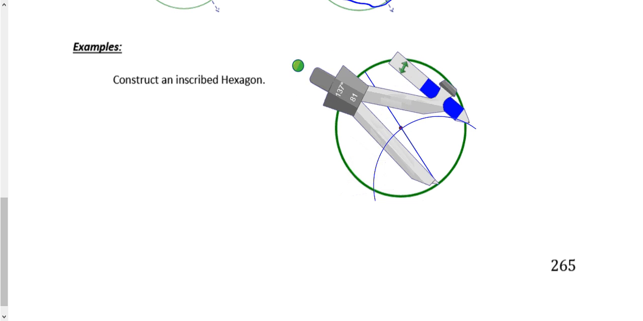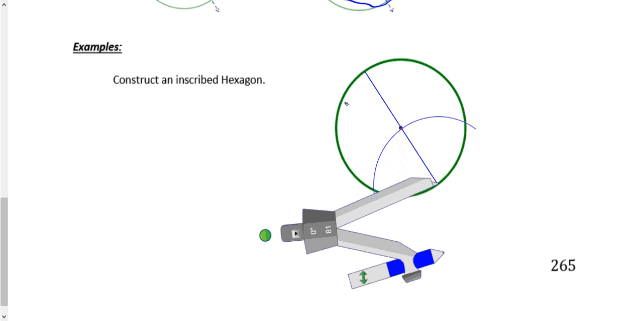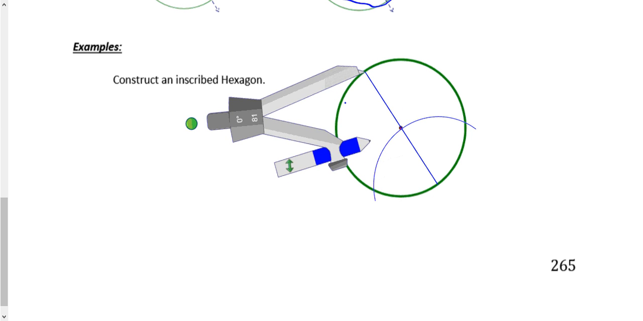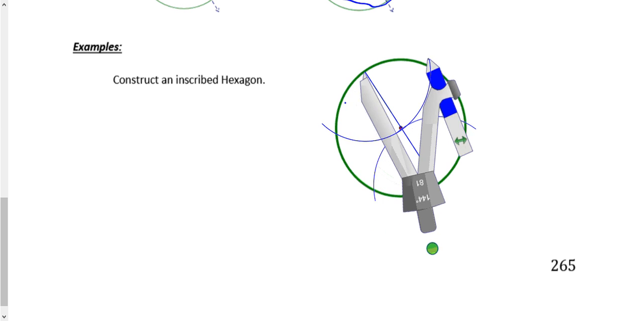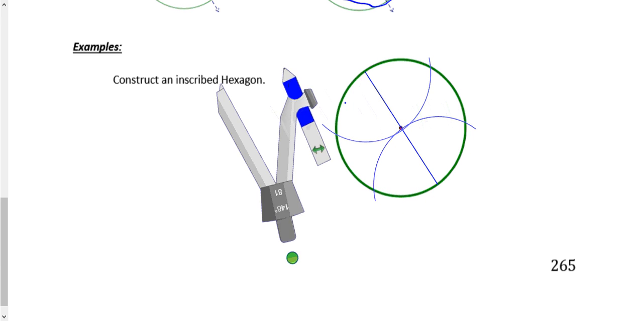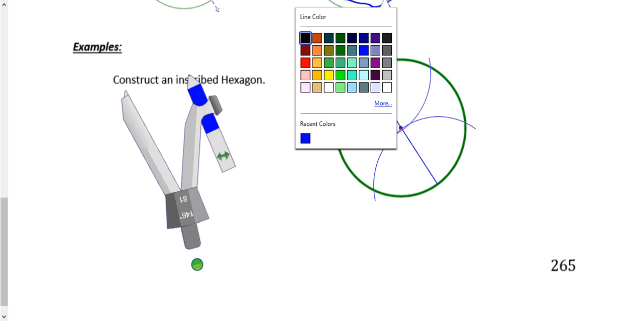So I get that arc, and now I'm going to come up to the other end here. Get this other arc, and hopefully that's not too bad. See, I got a little overlapping gap, but it's hard because the pixels are not lining up right. And now I just take my straight edge and connect those dots.